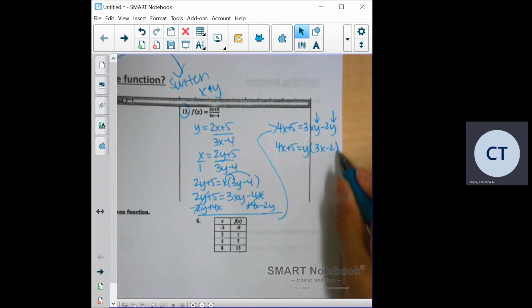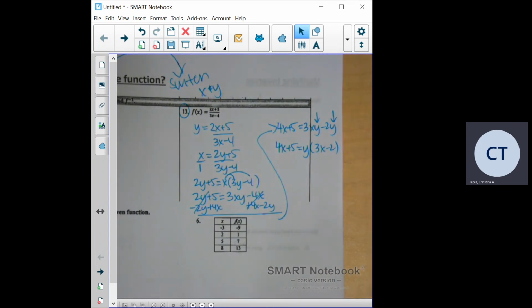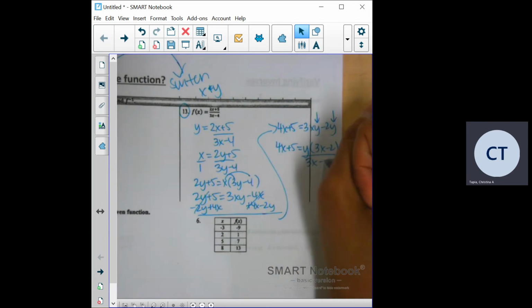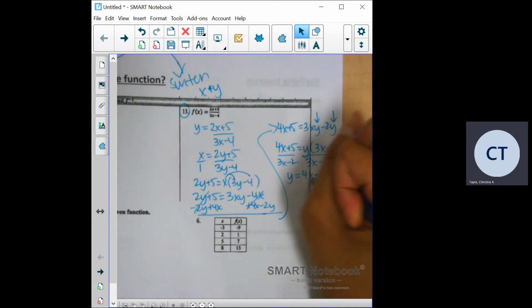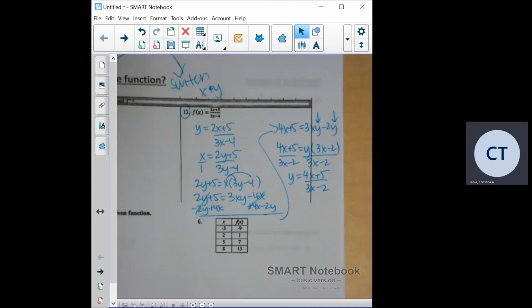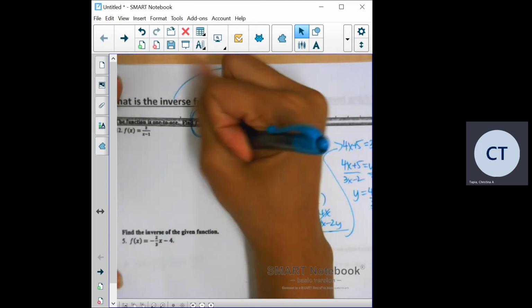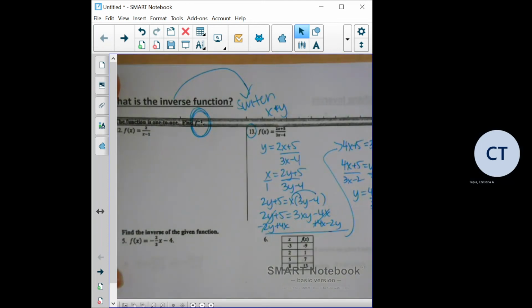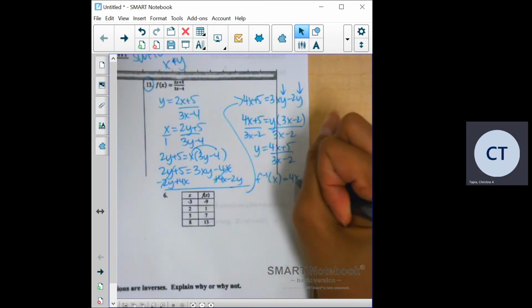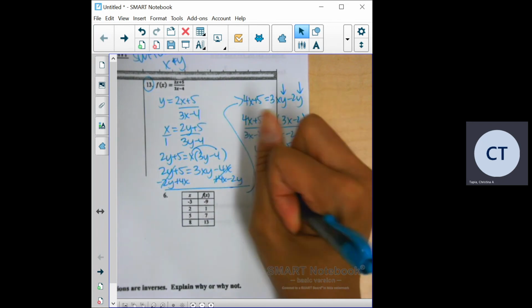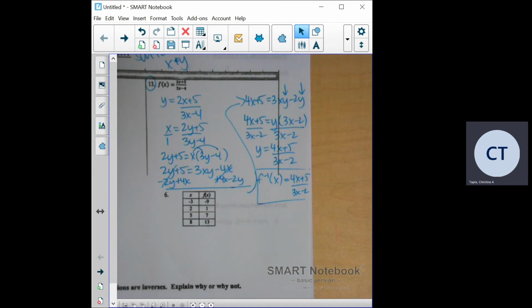Then, Melissa, how do I get rid of this 3x minus 2? It's all being multiplied. So what's the opposite? Divide. Divide everything by 3x minus 2. So y is going to equal 4x plus 5 over 3x minus 2. If you rearrange it to put 5 plus 4x in the numerator and negative 2 plus 3x in the denominator, it's okay. It'll still get you the right answer. The last thing you need to do before you box this is put the notation f to the negative 1 power. If you don't put that inverse notation, I don't know what I'm looking at. So we're going to have 4x plus 5 over 3x minus 2. You have to put that inverse notation.